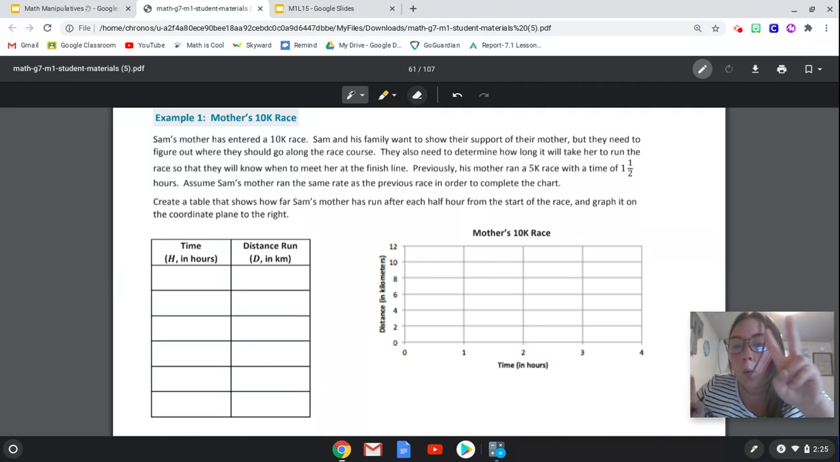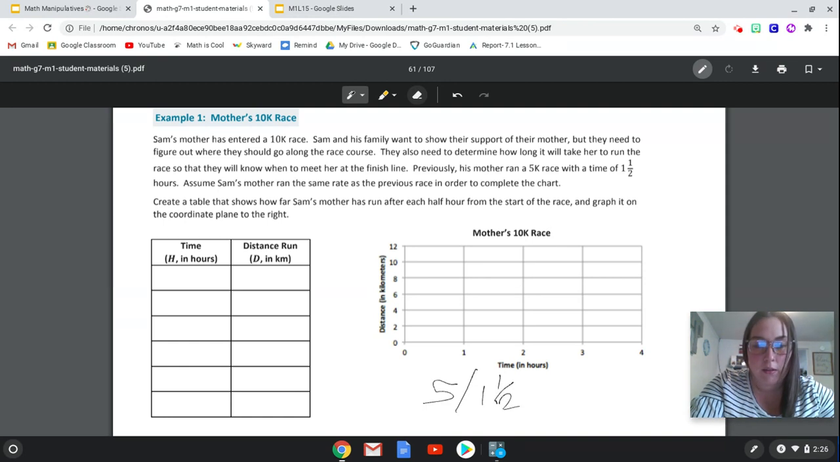So my y variable is my distance run in kilometers, which is 5K, right? And to figure out my unit rate, I have to divide y by my x. My x is my 1.5 hours. So let's make that 5 divided by 3/2. Let's make that an improper fraction.